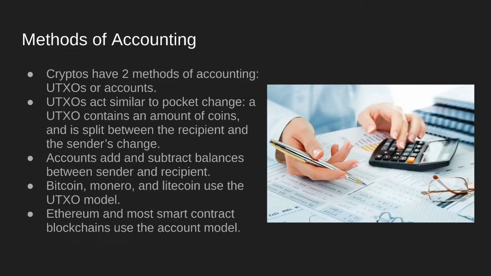Accounts add and subtract balances between sender and recipient, so they just act like a traditional bank account where you see your purchases subtract and your deposits add. In Bitcoin, Monero, and Litecoin, the UTXO model is used, and Ethereum and most smart contract blockchains use the account model.